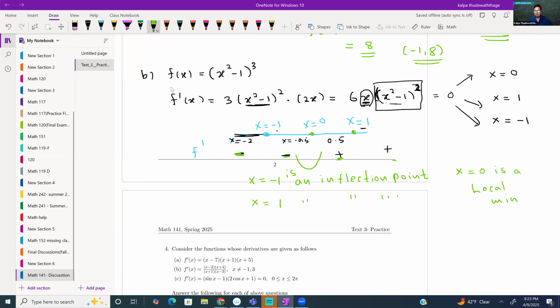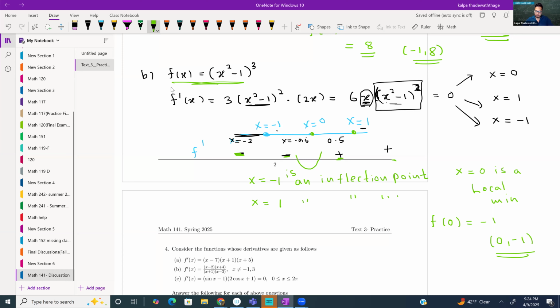Zero is a local minimum. You can easily plug 0 back into the function because this is an easy function to plug into, and you get minus 1. So the minimum point is (0, -1). The minimum value is minus 1. It happened at 0.